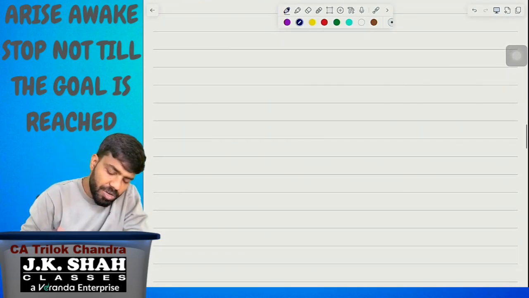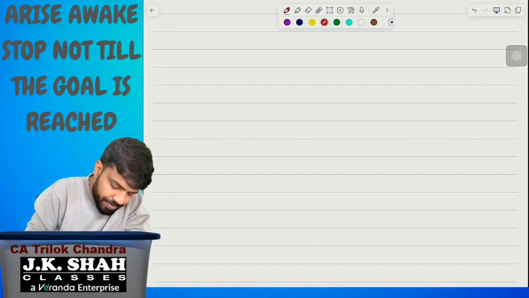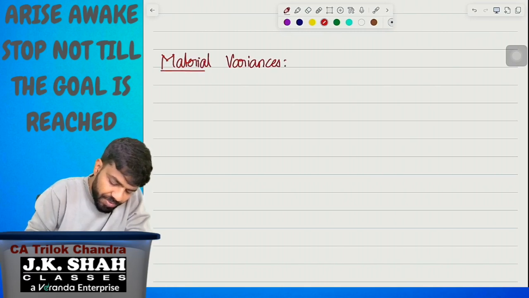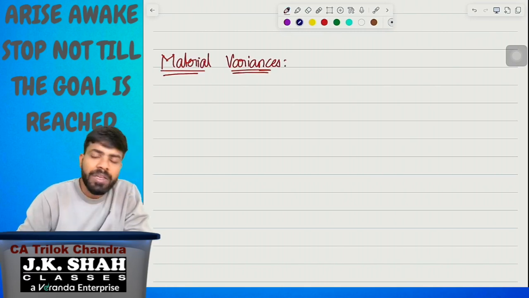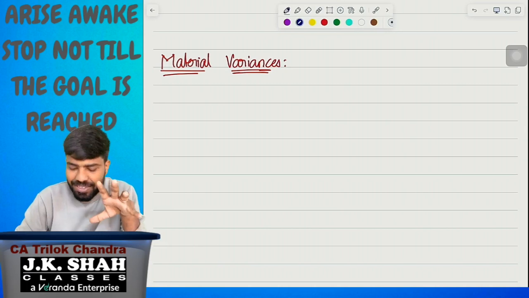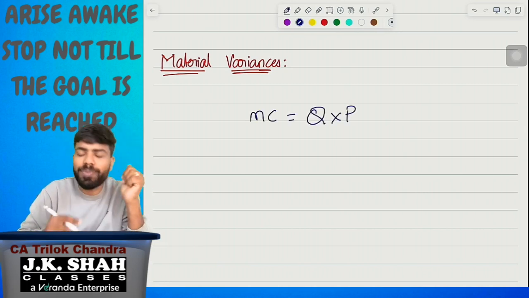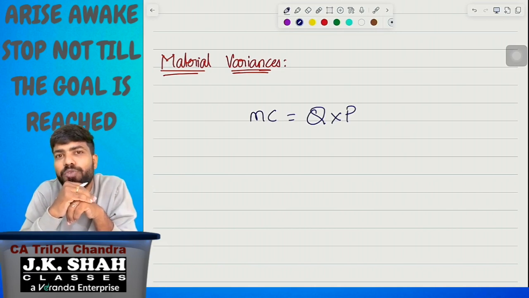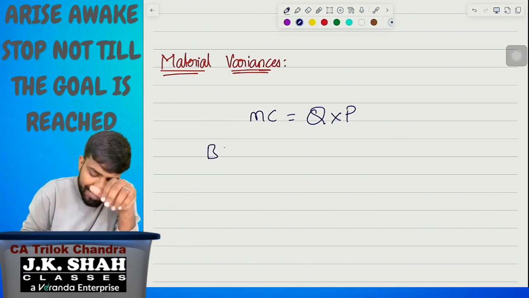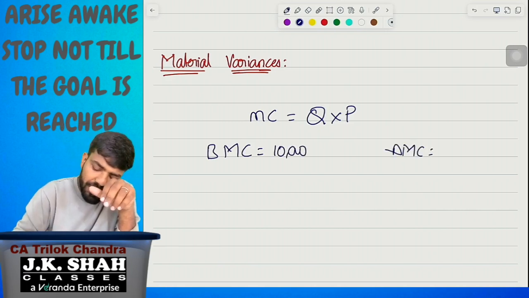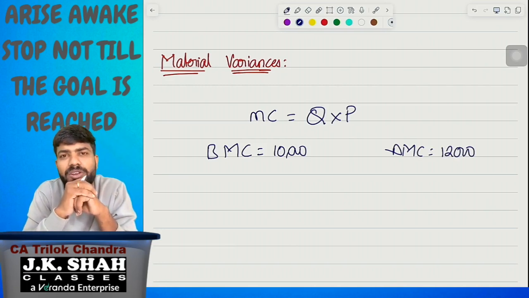Now let us start with material variances. Listen to me carefully. When I say material variances, how do we calculate material cost? Material cost equals quantity into price. Let me take an example. Budgeted material cost is 10,000 rupees. Actual material cost is 12,000 rupees.